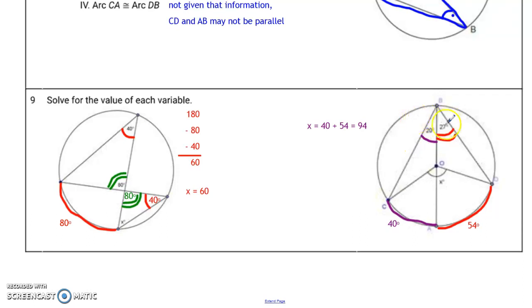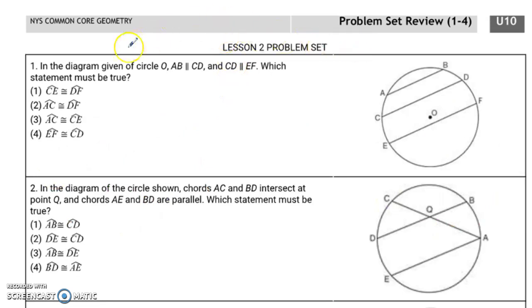And then in this case, inscribed angle 20, arc 40. Inscribed angle 27, arc 54. And then this angle x is just 40 plus 54. A central angle is going to be equal to the arcs it intercepts. All right, moving on to the problem set for lesson 2.